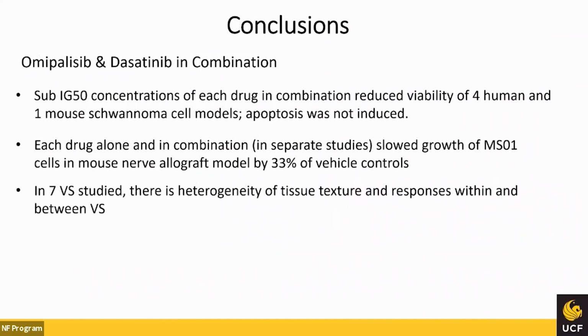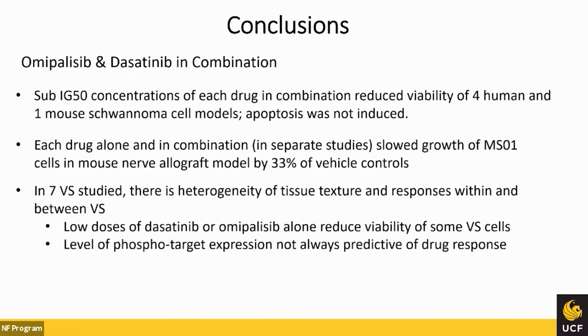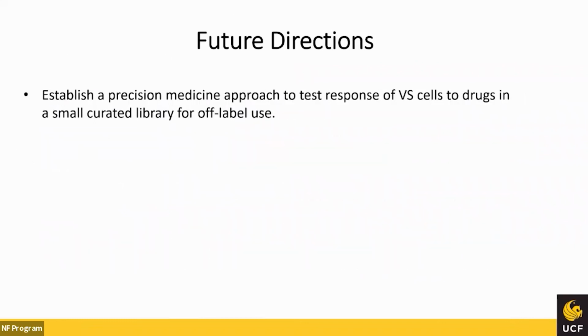In 7 vestibular schwannomas studied, there was heterogeneity of tissue texture and responses within and between the VS. Low doses of dasatinib or omipalisib alone reduced viability of some VS cells. Levels of phospho-target expression are not always predictive of drug response. The drug combination was superior to single drugs in only 3 of 7 VS studied.